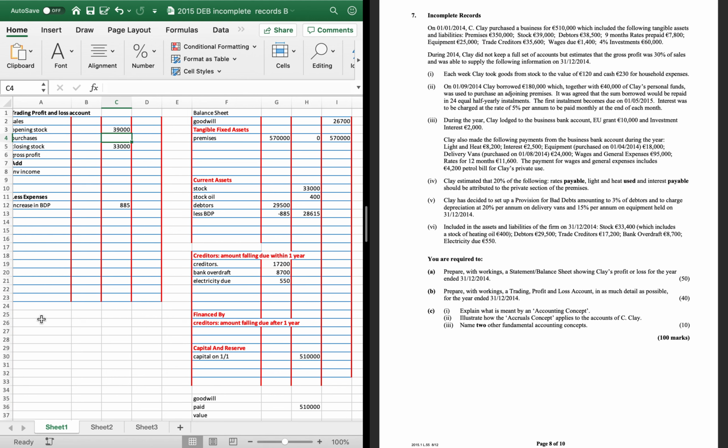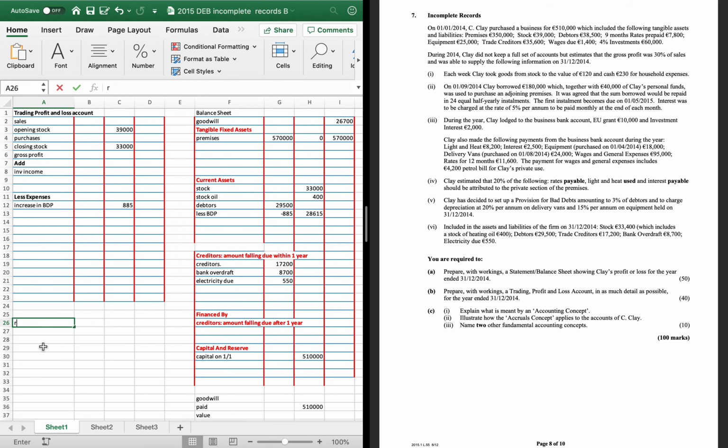9 months rates prepaid, which is an awful lot, but there's no reason why it couldn't be that. So we do our rates working. So we go and see what the rates is. Rates for 12 months is 11.6. That's 12 months. Now there's a prepaid at the start of the year for 9 months of 7,800.